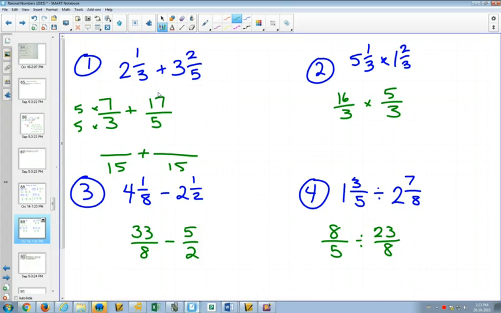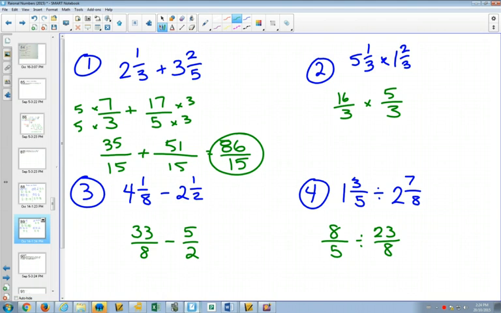Okay? 5 times 3 is 15. 7 times 5 is 35. Times by 3, because you probably don't know 17 times 3 is 51, right? And then 35 plus 51 is 86. So we get 86 over 15 as our final answer. You can leave it like that, or you can write it as a mixed fraction.